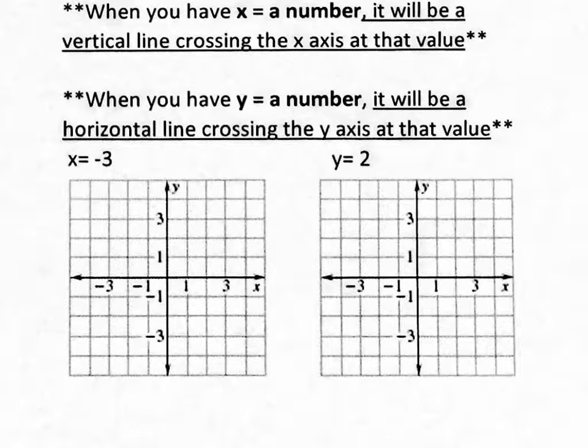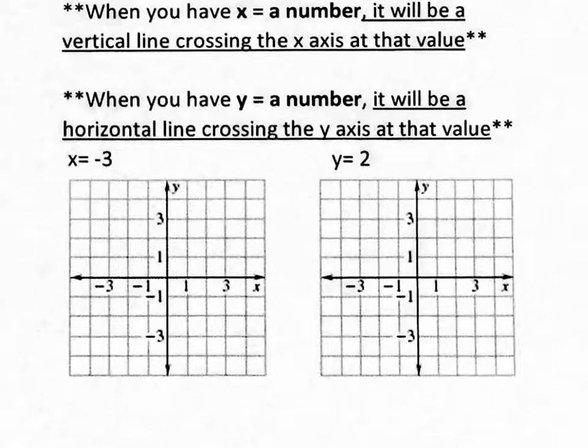Final couple of things, guys. And I do want you to write this down also in your notes. When you have x equals a number, it will be a vertical line crossing the x-axis at that value. Okay, so please write that down and please pay attention to what this means.